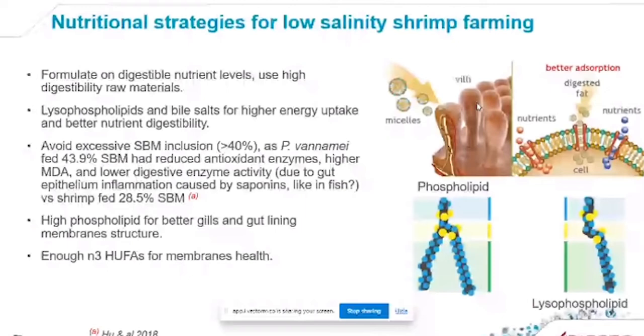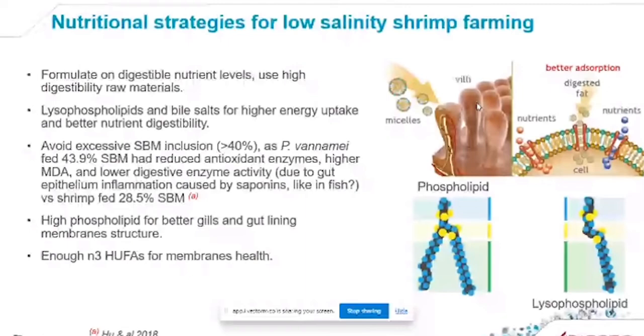It's recommended also to supply high levels of phospholipids so that you have a better gill membrane structure and gut lining. Finally, for the same reason, you want to supply enough omega-3 polyunsaturated fatty acids to have healthy membrane.